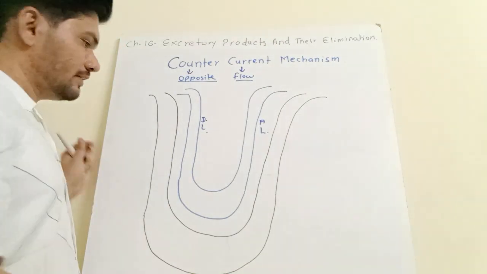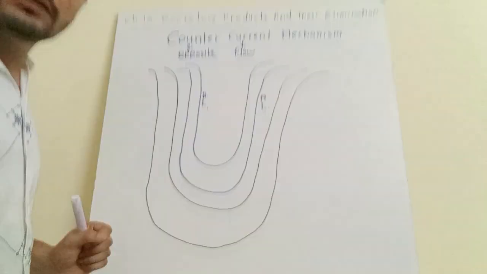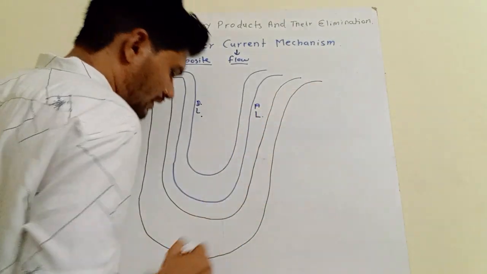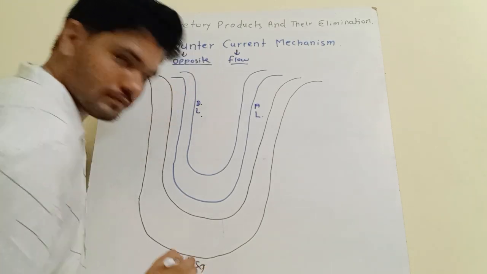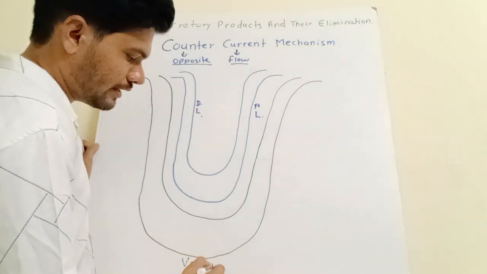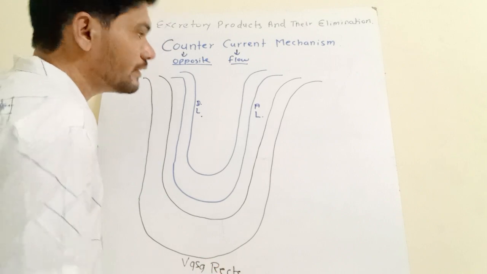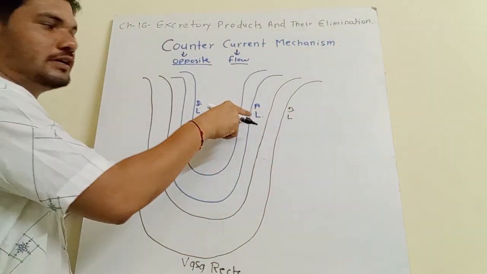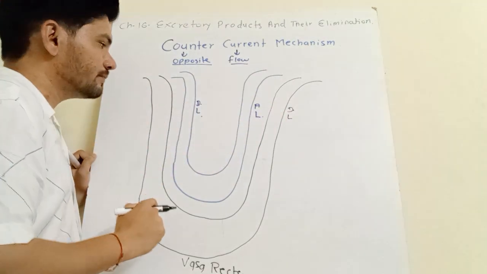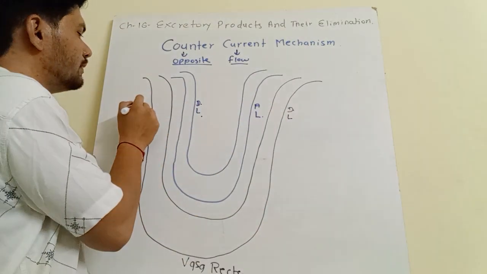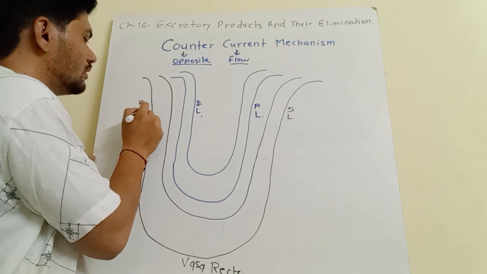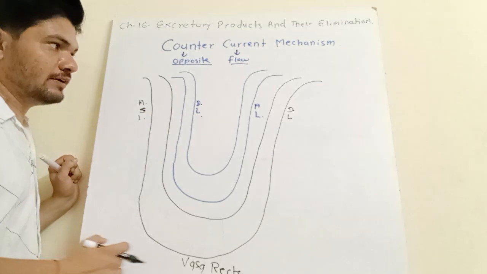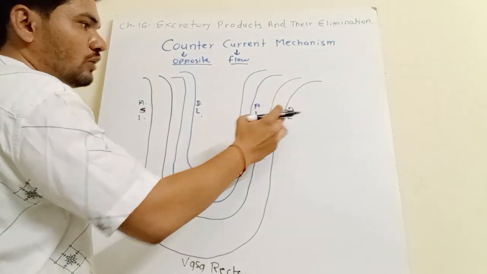So I hope it is visible. Yes. So this is the vasa recta, and the vasa recta has a descending loop here near the ascending loop of Henle, and an ascending loop here near the descending loop of Henle. So these two are opposite.